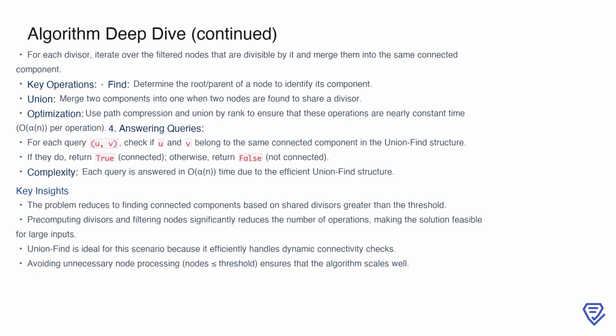For each query, we simply check if the two nodes belong to the same connected component. If they do, we return true, otherwise, false. The efficiency of union find ensures that each query is processed quickly. By combining divisor pre-computation, dynamic connectivity management, and optimized processing, we arrive at a scalable solution.